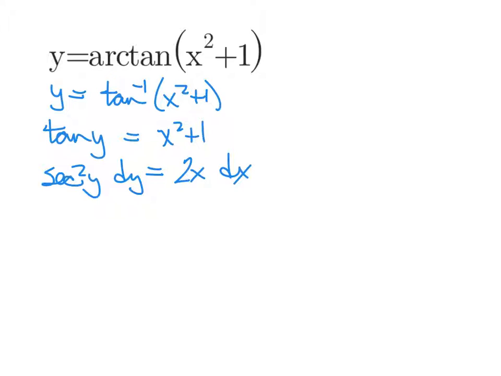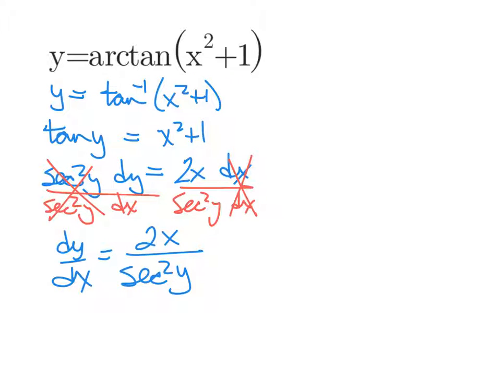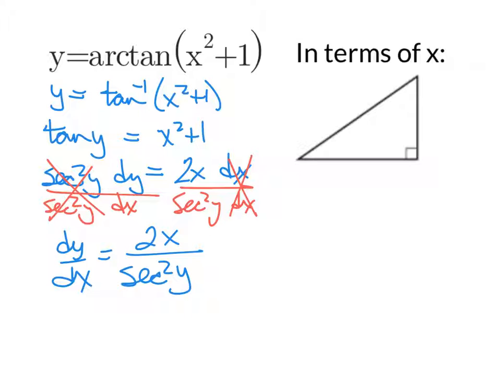In order to get it in the right form, I'm going to divide both sides by secant squared to get rid of that secant squared, and by dx to get rid of that one on the right. And what we're left with is the derivative dy dx is equal to 2x over secant squared of y. Now to write the derivative in terms of x, I'm going to go back into my work, looking at this line, and coming up with my triangle.